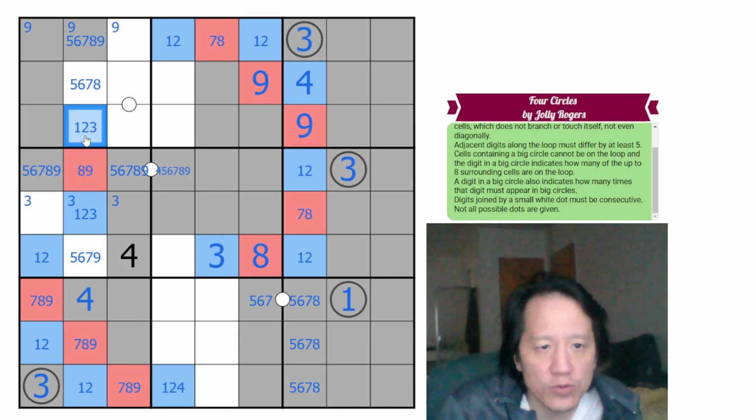Again, it can't go through the white Kropke dot because those are consecutive. So if it goes here, it goes here. If it goes here, it goes here. We don't know anything about these two, right? So either this is high or it's low.